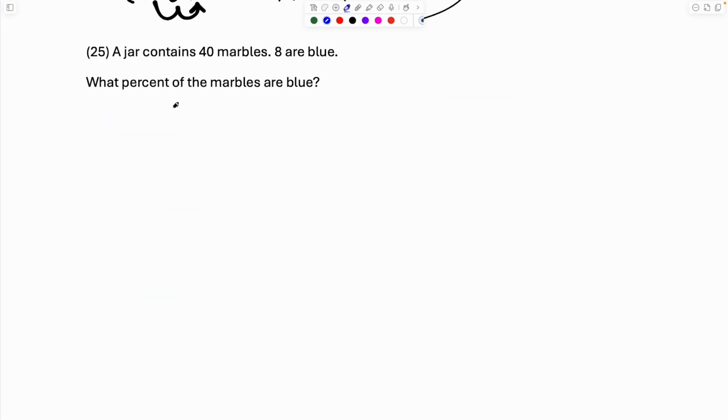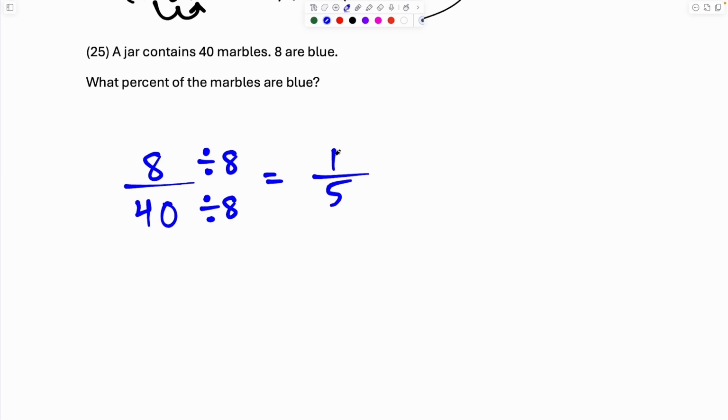Question 25: a jar contains 40 marbles, 8 are blue. What percent of the marbles are blue? So for this one, there are 8 blue marbles out of 40 marbles in total. What we could do is start by reducing this fraction. We could divide the numerator and denominator by 8, and this gives us 8 divided by 8 is 1, over 40 divided by 8 is 5. And then we get 1/5.